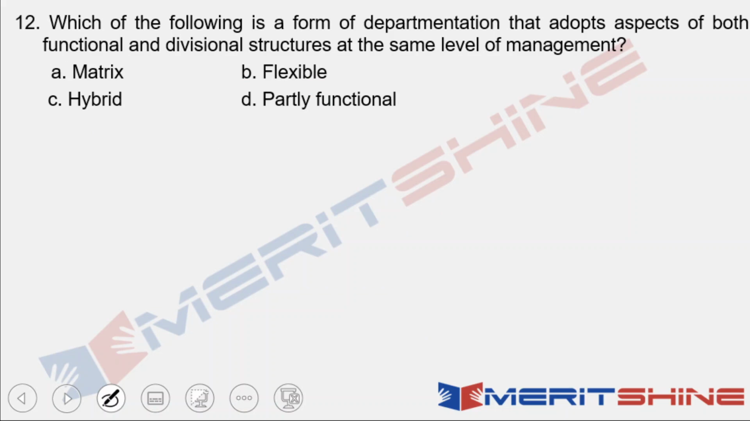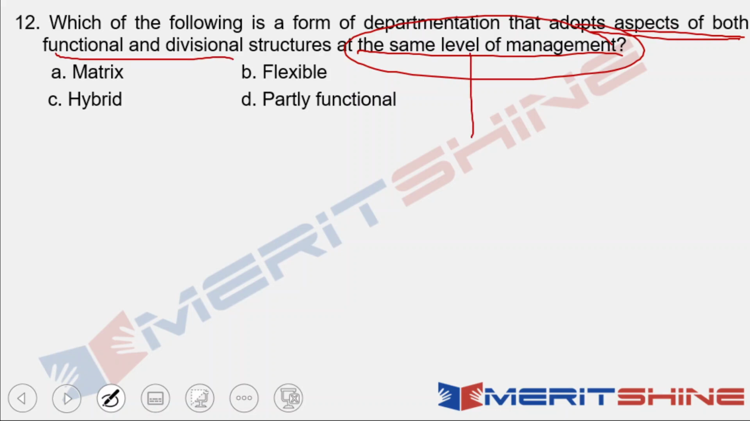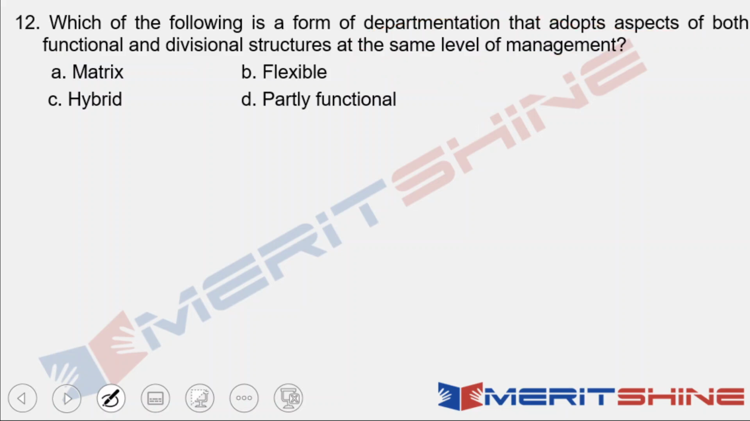Done? Which of the following is a form of departmentation that adopts aspects of both functional and divisional structure at the same level of management? Now this was very important because both matrix and hybrid are forms of departmentation that adopt aspects of both functional and divisional structure. But at the same level of management, who does it? Let me show you. First, let me explain how many types of organizational structures there are. Departmentation, how do we divide our organizational structure?